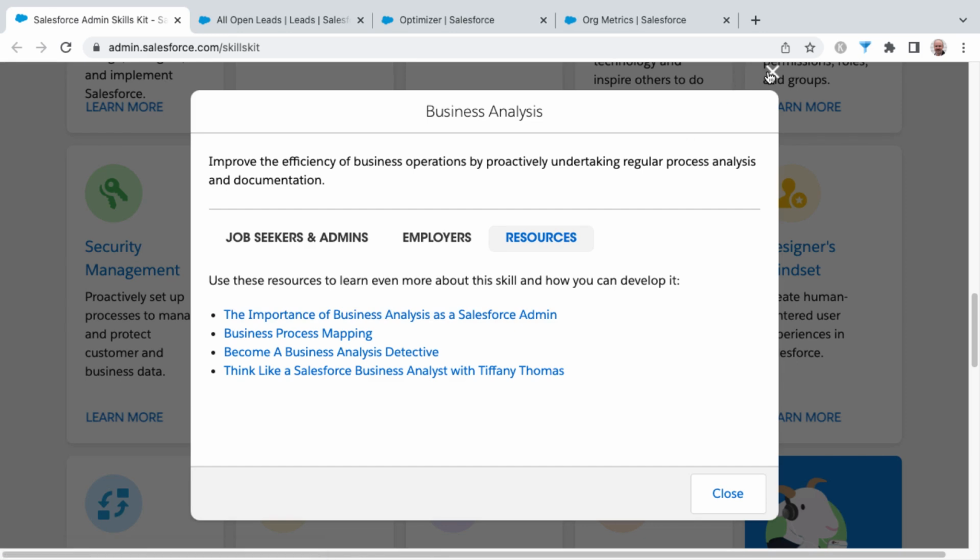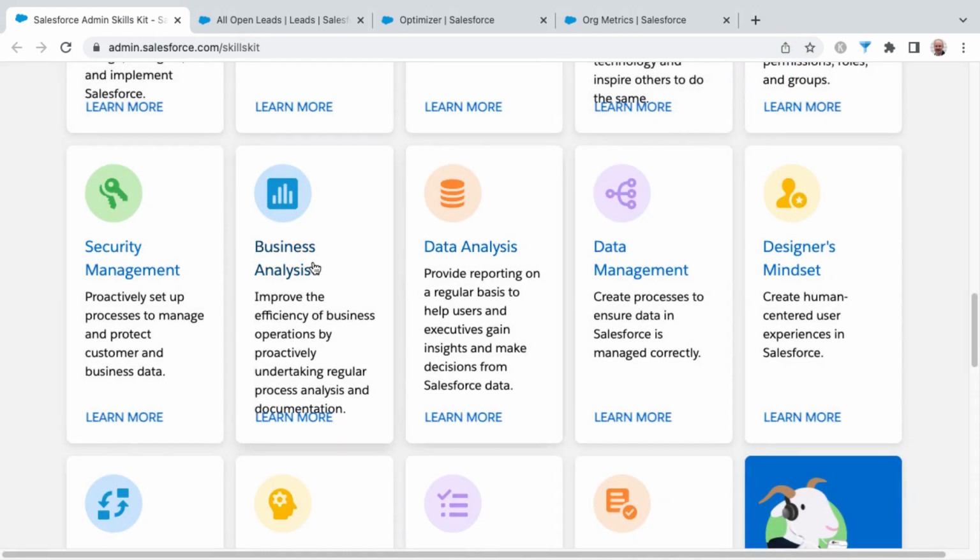So that's the seventh skill in the admin skills kit, business analysis. Next up is skill number 8, data analysis. We'll do that next.